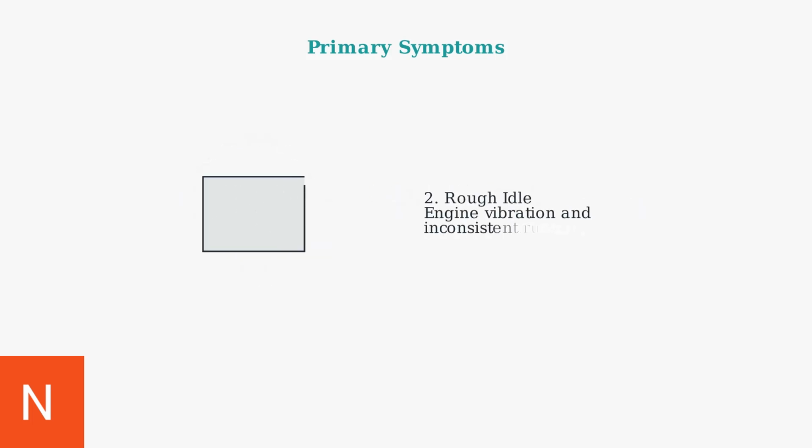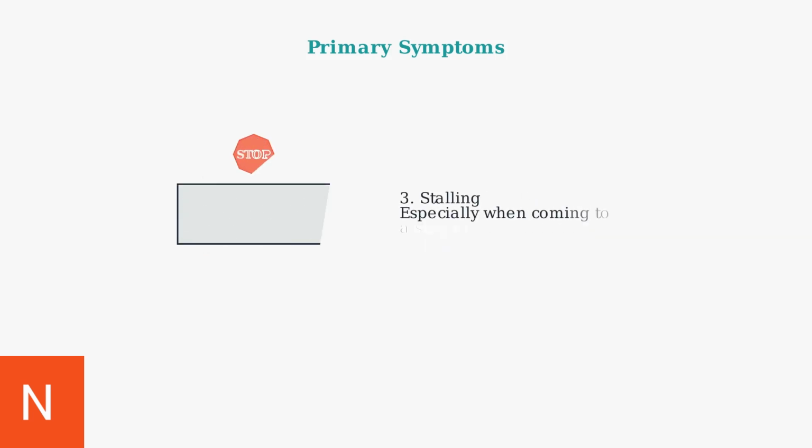The second symptom is rough idle, characterized by engine vibration and inconsistent running when the vehicle is stationary. Stalling is another frequent symptom, especially noticeable when coming to a stop or during cold starts when the engine is most dependent on the IAC valve.